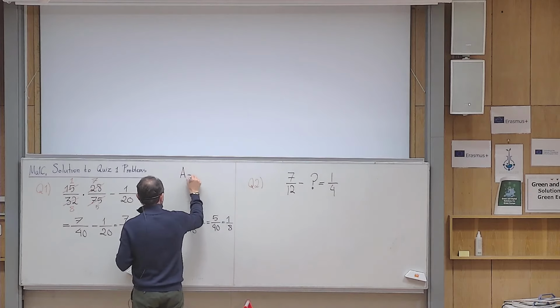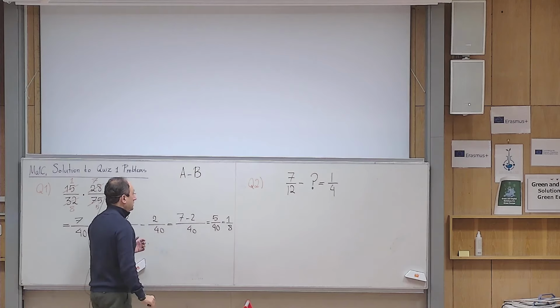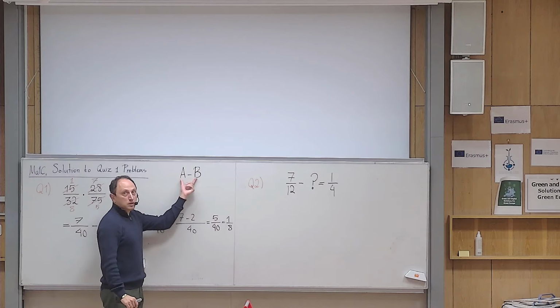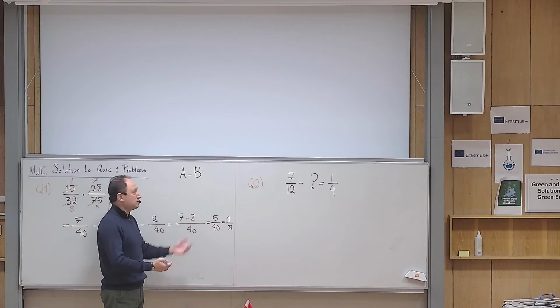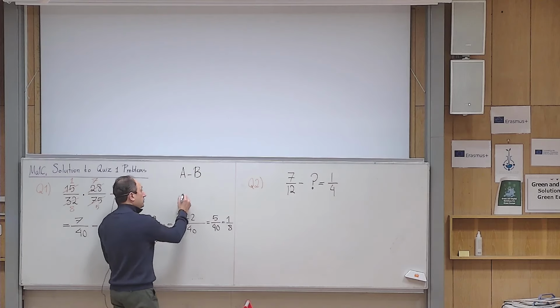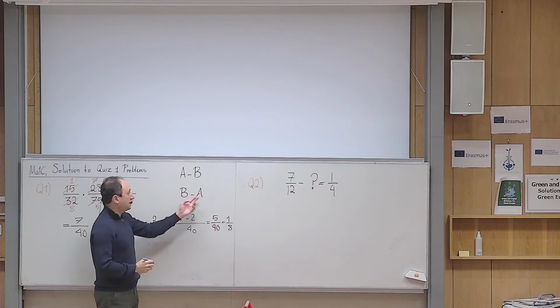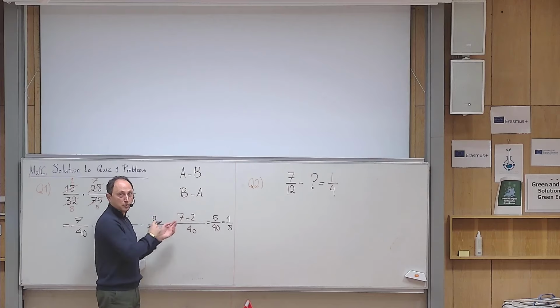If I ask you to read this from left to right, this is A minus B. But what does it mean? It means I am taking B from A. So I am subtracting B from A. So if I want to subtract B from A, I have to write A minus B. If I want you to write B minus A, then I have to say I am subtracting A from B.